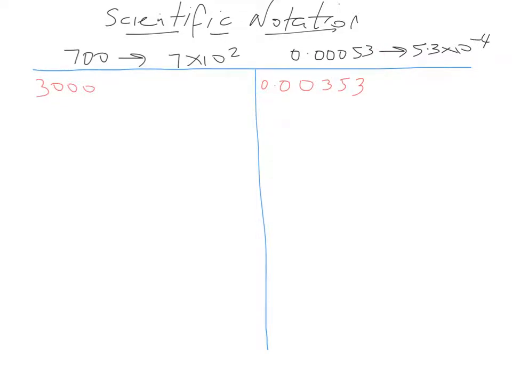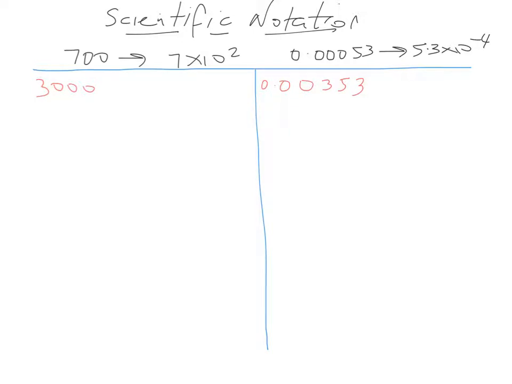So let's see, first thing we're going to do is have a look at how we can convert to scientific notation, and then in another video we'll look at how we can convert from scientific notation. So basically we've got the number 3000 here, and we've got this other number here. We'll start with this one first.